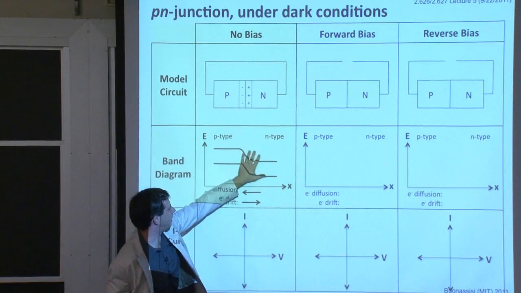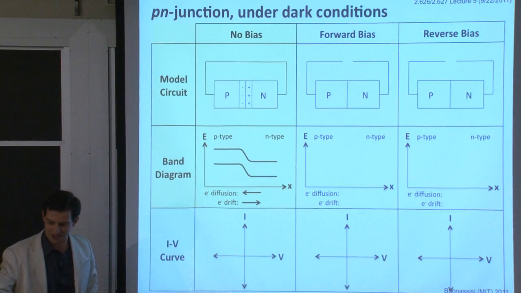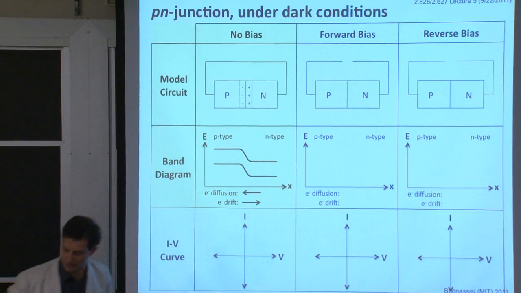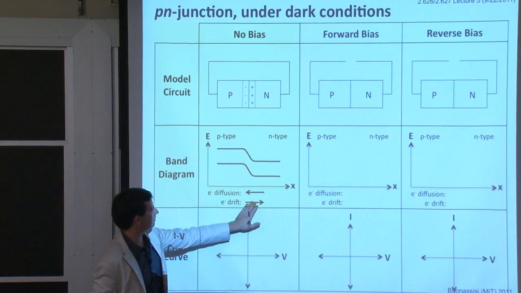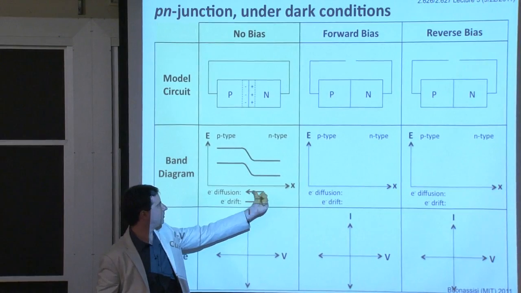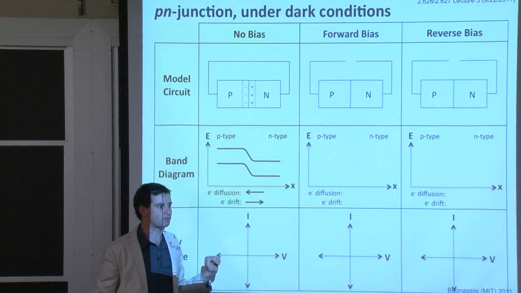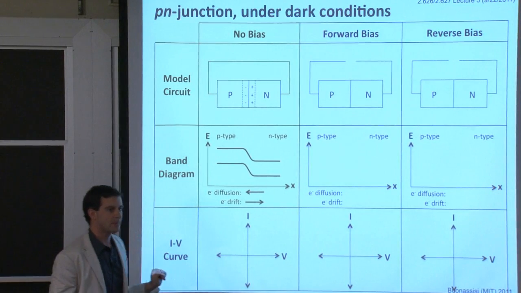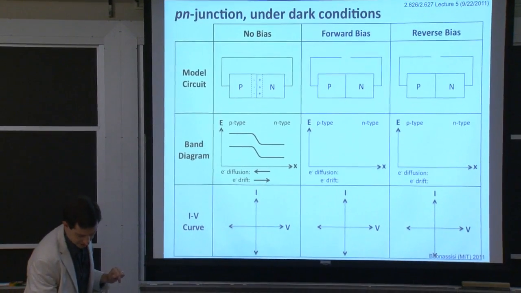Note that the net current flow inside of the device, in the absence of an external excitation like light or a battery pack over here, an external bias voltage source, the net current flow is 0 because electron diffusion is pointed in that direction and electron drift pointed in that direction. Okay? All right, good.